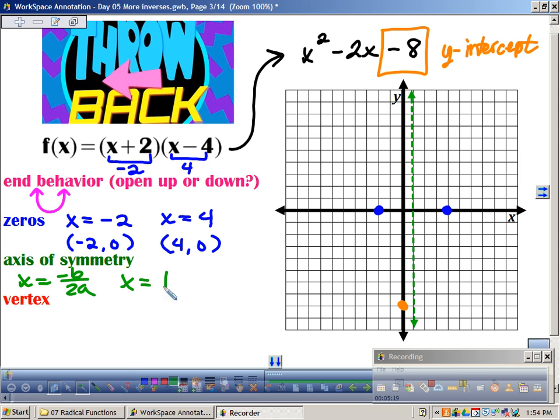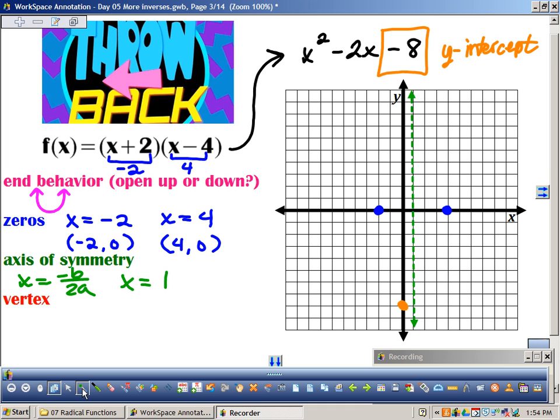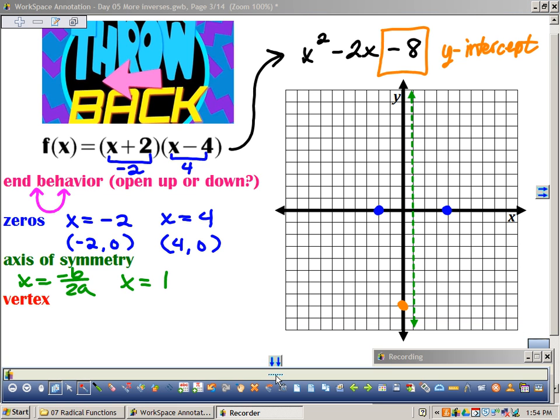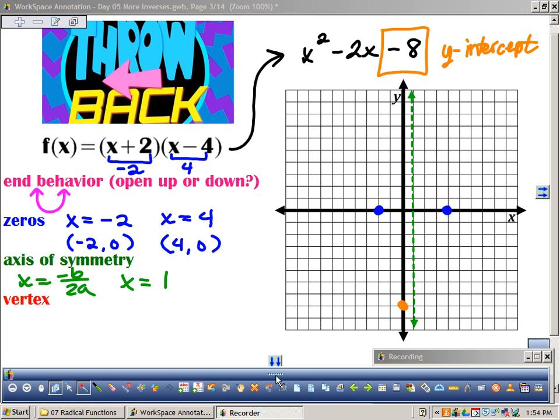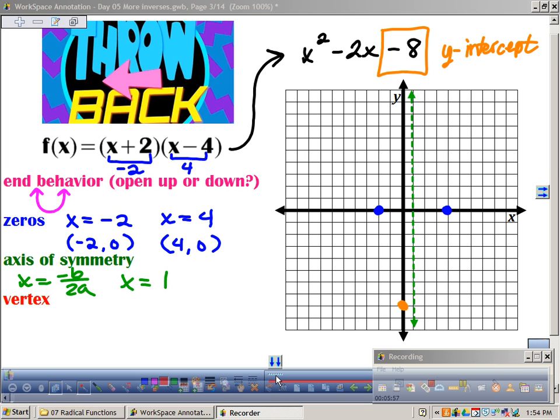How did you find the vertex? Hold on. How did you find the vertex? Okay, you got to be more specific. How did you find the vertex? Michael? Perfect, substituting. Guys, as soon as you told me what the axis of symmetry is, doesn't the vertex lie somewhere on the axis of symmetry?